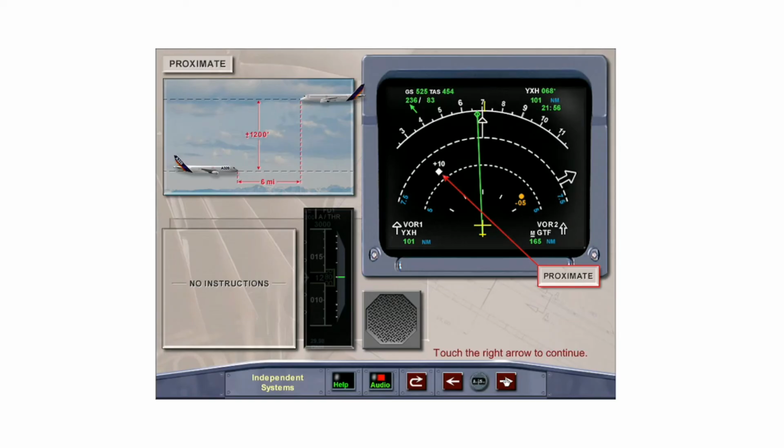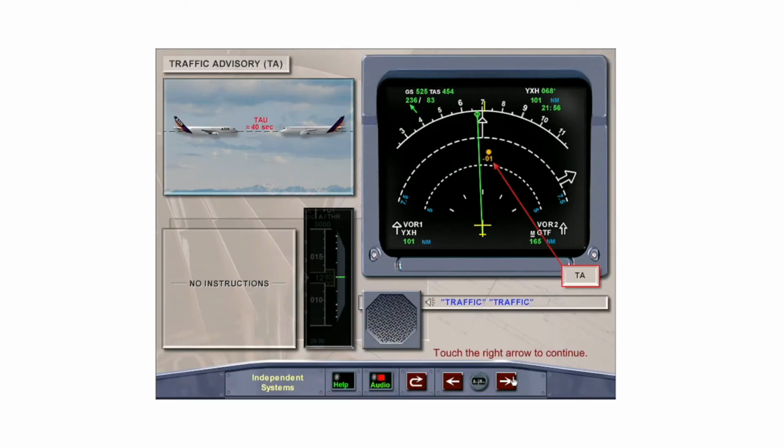The TCAS has 4 levels of intruder classifications: proximate, traffic advisory or TA, resolution advisory or RA, and if installed, other intruders. The proximate classification is generated when an intruder is not a collision threat, but is within 6 nautical miles of the aircraft, and the difference in altitude is plus or minus 1,200 feet. The navigation display will display the proximate traffic as a solid white diamond. Proximate traffic is only displayed if another traffic or resolution advisory is present.